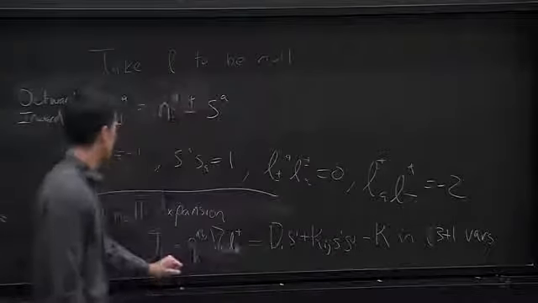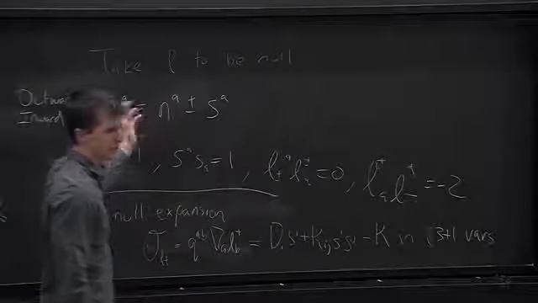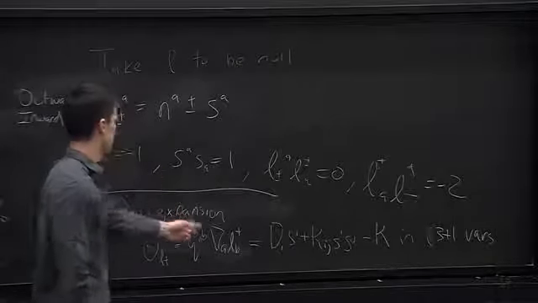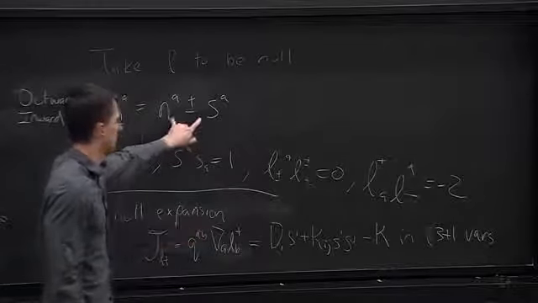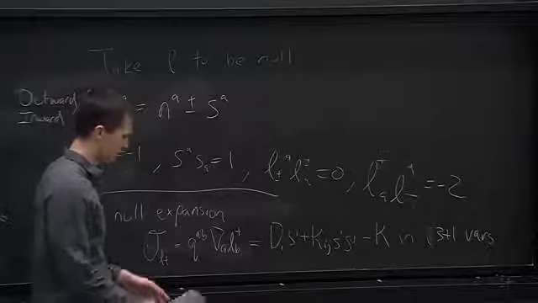So you can just work that out from what you get when you act with these various covariant derivatives on these two different vectors.